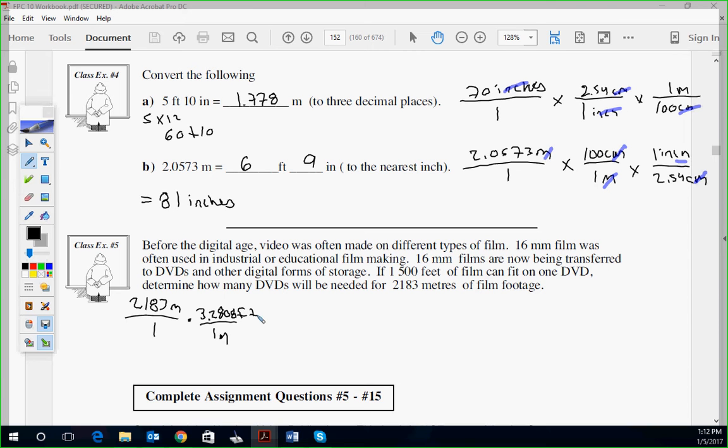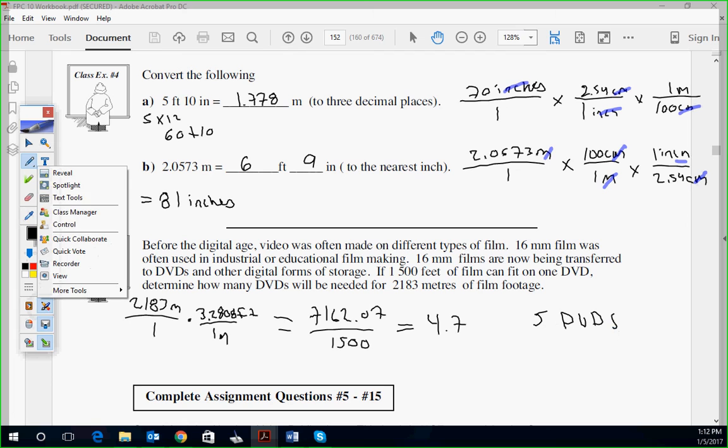So we multiply that, what do you get? Yeah, it should be 7162.07. And now we're going to divide that by 1,500 to see how many DVDs we need. When you do that, you get 4.7. So do I need 4 or do I need 5 DVDs? 5, because if 4 are full, you need a fifth to get that 0.7 on there. So 5 DVDs would be the answer. Okay, very good.